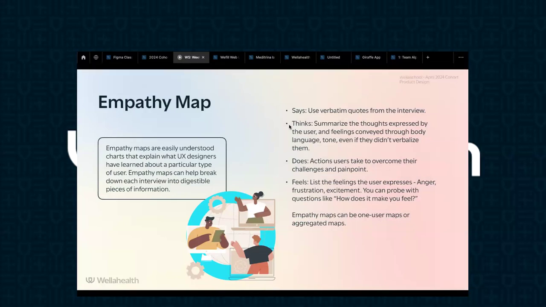Right, so an empathy map is like a graphical representation of your user. It helps you understand basically who your user is. It's going to help you graphically picture the things that your user says, the things that they think about, the things that they do, the things that they feel. And apart from you, it is also going to help any other stakeholders that are going to work with you on this to actually understand who your user is.